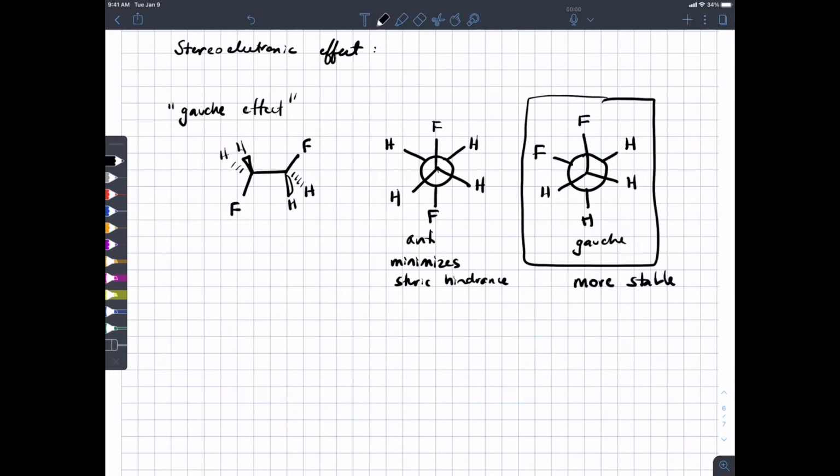So there's a fun rule of thumb in organic chemistry that people say: if it's not sterics, it's got to be electronics. So if you can't explain an effect based on the size of a group, you want to start thinking about what might be happening with the electrons.